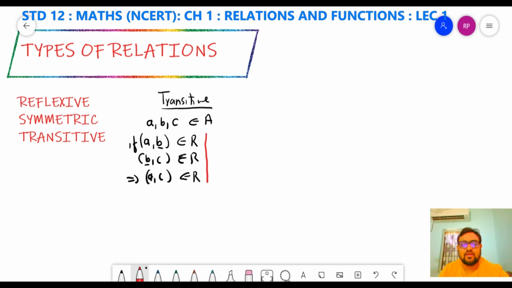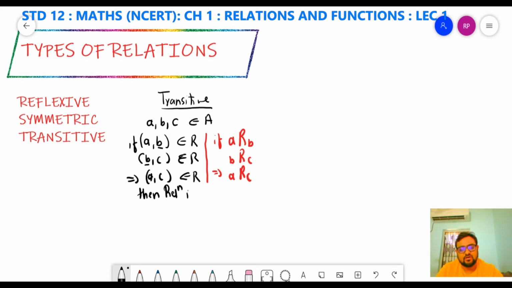The other way, I can also write it like this: if a R b and b R c, then that must imply a R c. This is the symbol. (a, b) belongs to R, right? So if this is the case, then the relation is transitive.